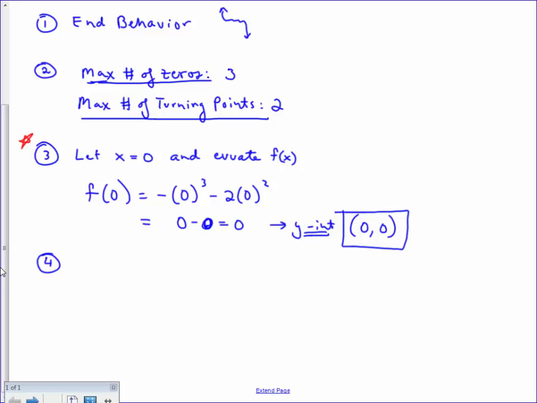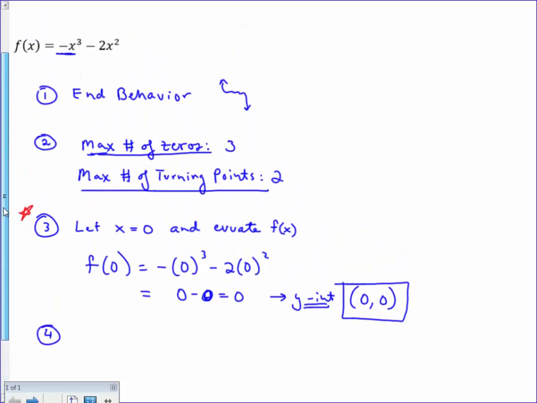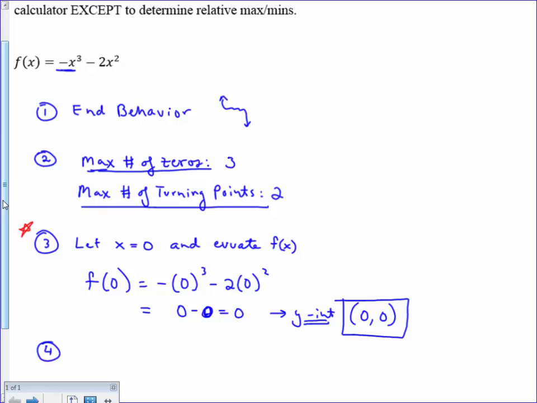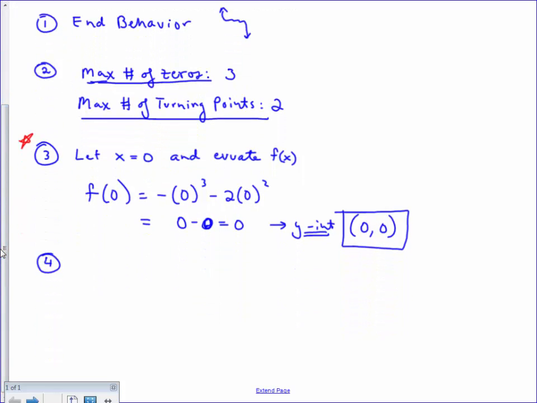Number 4, we want to find the zeros. So to find the zeros, I would take the original function, and where f of x is, I would substitute 0. So I would have 0 equals negative x to the third minus 2x squared, and then I want to solve for x. Go ahead and go back and label. This is for finding the y-intercept, and this one here is for finding the zeros, so that later when you're looking back in your notes you'll know what to do for each one of these.